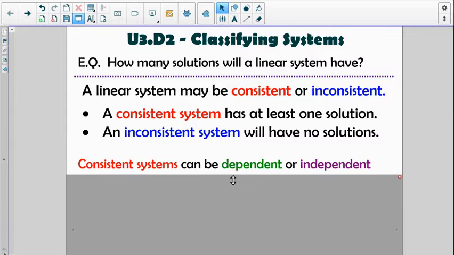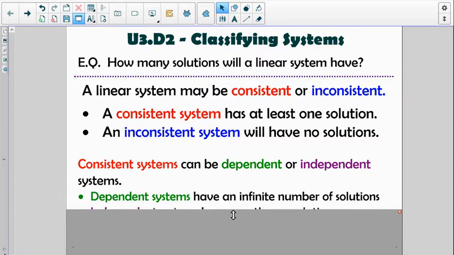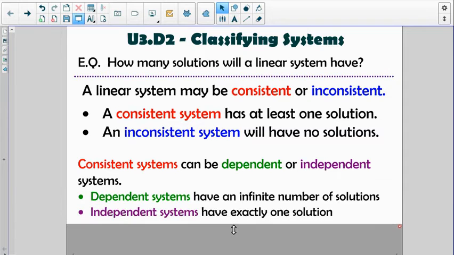Then, if your system is consistent, so if there's at least one solution, we can classify it further and say that it can either be dependent or independent. So a consistent system is dependent if it has an infinite number of solutions. And if it's independent, there will be exactly one solution.